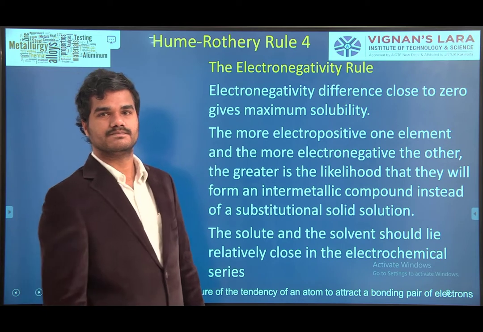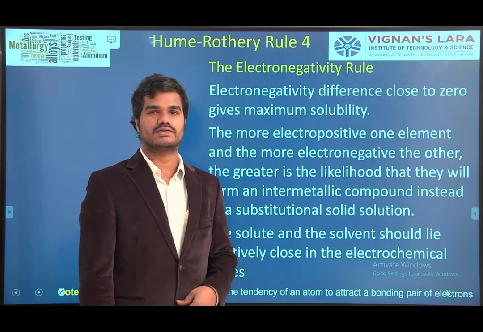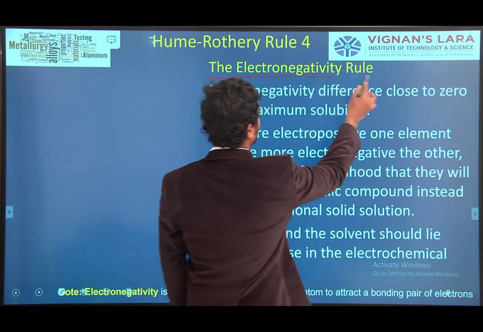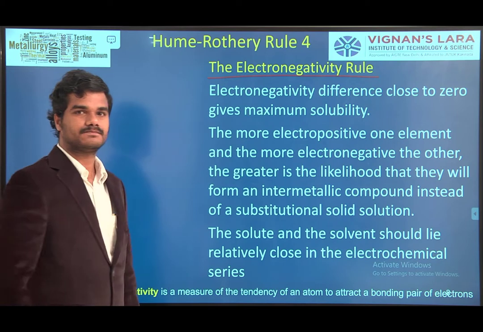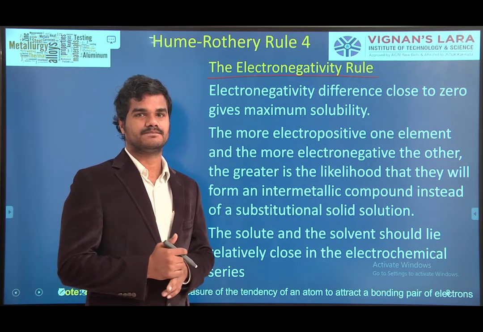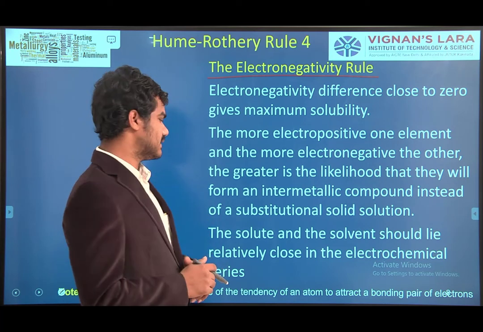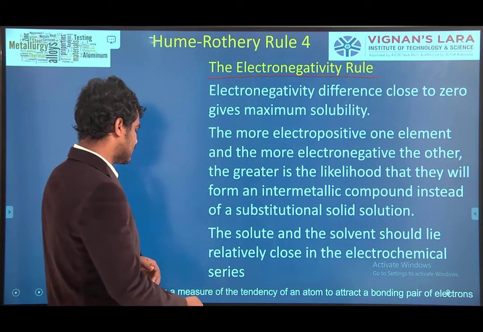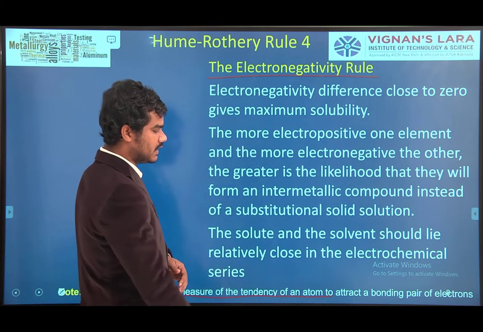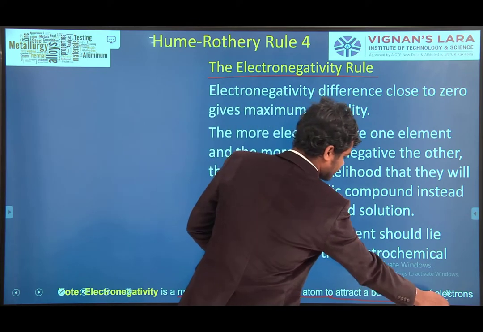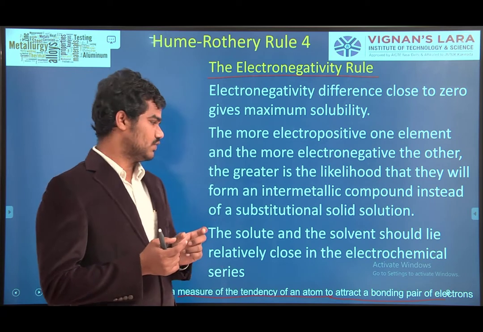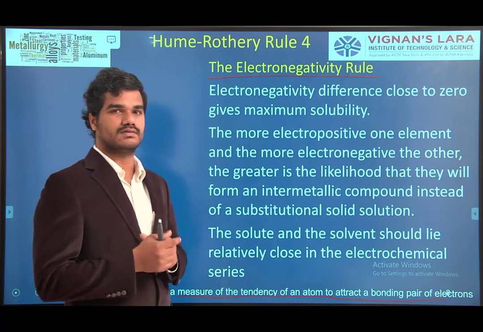Hume-Rothery rule 4. What is Hume-Rothery rule 4? It tells about the electronegativity rule. What is electronegativity? Electronegativity is a measure of the tendency of an atom to attract a bonding pair of electrons.